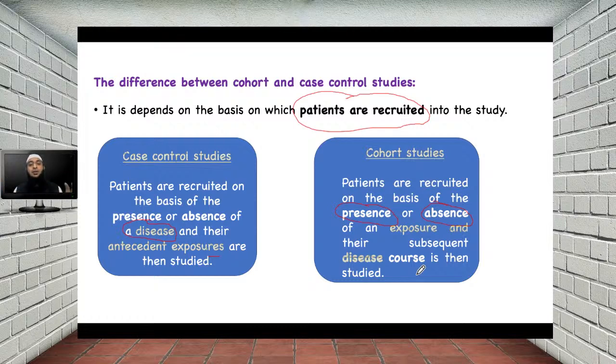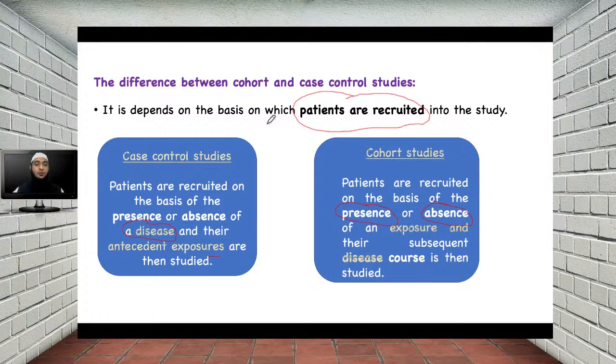So there are 100 patients taking oral contraceptive, 100 patients not taking oral contraceptive. Based on that, you are observing those patients and seeing whether they produce any disease, and whether there is any difference between these two groups. So that is done in the case of the cohort study.